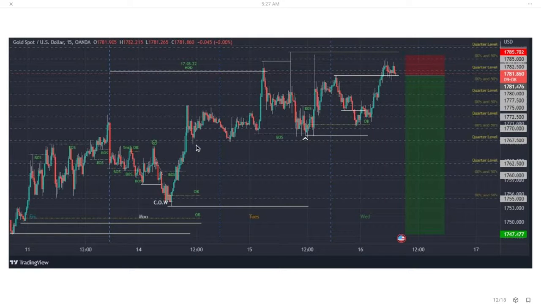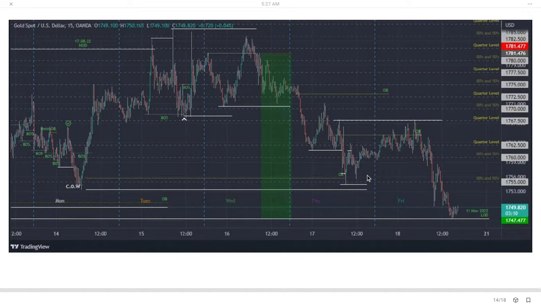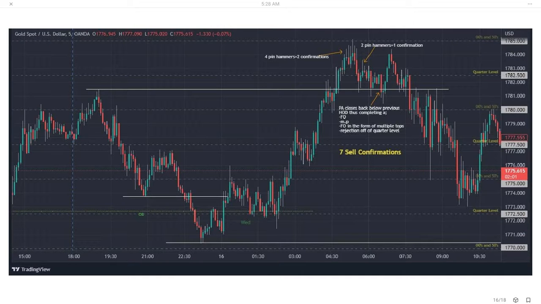So, as you can see here on the 15-minute time frame, this is where I entered, but the confirmations were on the 5 minute time frame. I decided to take some partial profits here and move stop loss to break even. And as the days went on, price eventually reached full TP. There were 7 confirmations, sell confirmations on the 5 minute time frame, and I will show you this in just a second. Now, this is the 15-minute time frame.